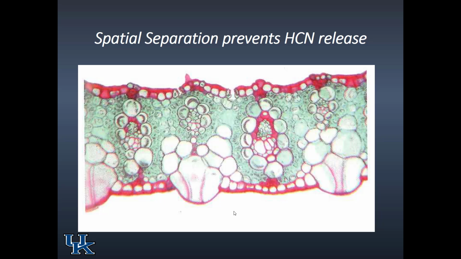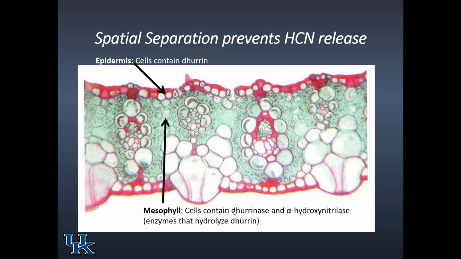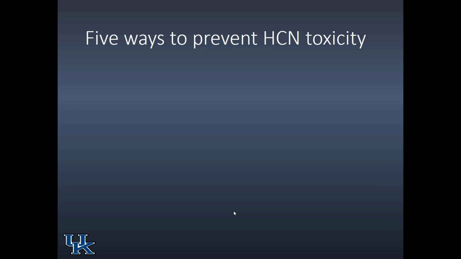I wanted to include this to show you visually that separation of dhurrin and the enzymes that will hydrolyze it. The epidermis, or that outside layer of cells, contains dhurrin. The mesophyll, or the cells in the middle of the leaf, contain dhurrinase and alpha-hydroxynitrile lyase, enzymes that will hydrolyze dhurrin, and it'll split it into the cyanide plus the sugar part.